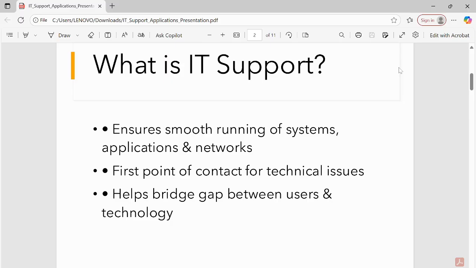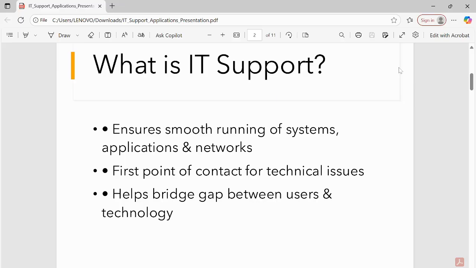Hello everyone, welcome. Today we will be discussing the fundamentals of application support and technical support, which are essential roles in IT for ensuring smooth business operations. So let's discuss today.